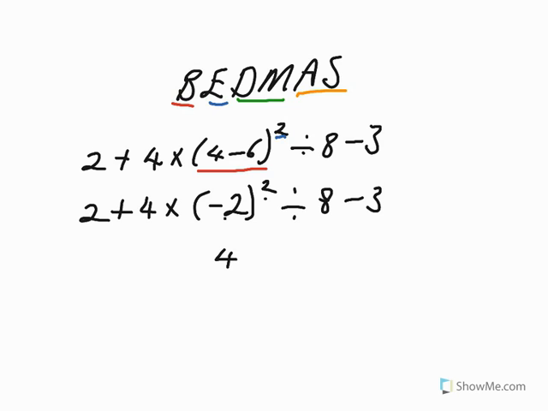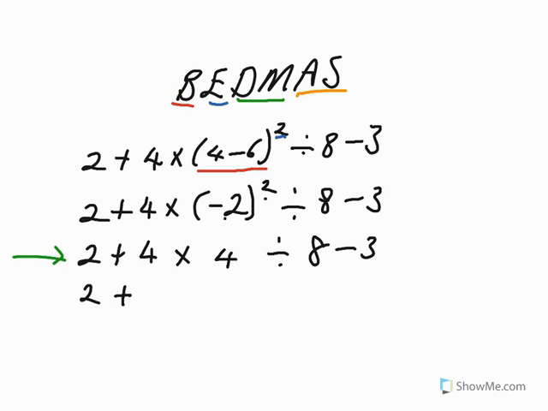Sorry, that should have been negative 2 squared. So negative 2 times negative 2 gives me positive 4. We leave everything else the same. And now we look for our next step, which is to do any dividing or multiplying. And we just work from left to right, doing the dividing or multiplying as it occurs. So we leave everything else the same except for that.